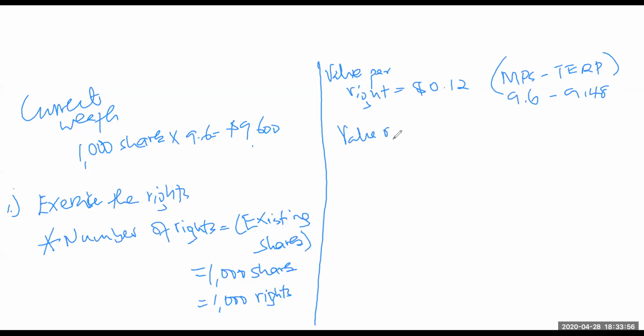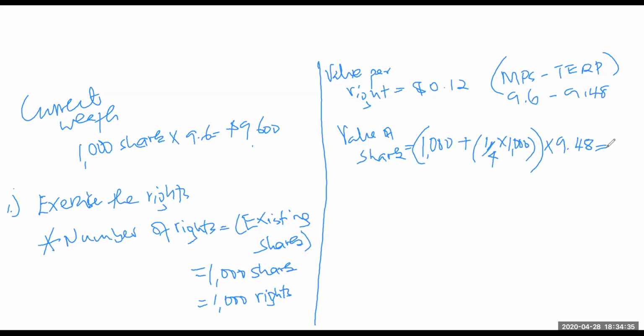The value of shares will be equal to 1,000, the current number of shares. Then she's going to take up some new shares. It was 1 for 4, therefore the new shares she's going to get are a quarter, multiplied by 1,000. That gives the total number of shares she will have: the 1,000 plus the new shares. Don't forget now the value of the share is not 9.6, it's 9.48.